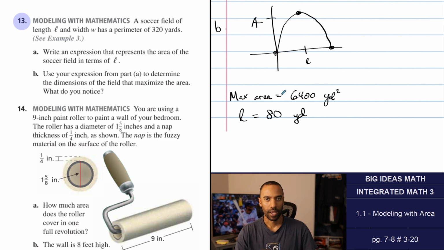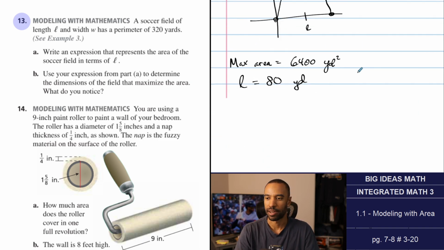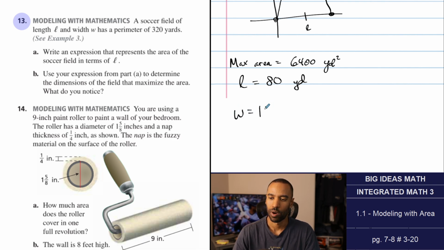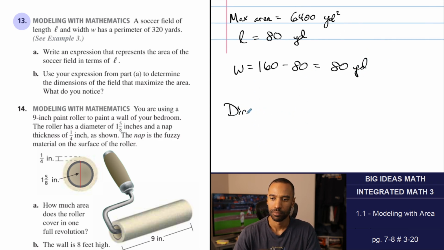Now, if you want to find the width, you can use 160 minus L. Width is 160 minus 80, which is 80 yards as well. So the dimensions are 80 by 80. Doesn't matter which one we're talking about, right? They're the same. And I think that's what they're saying as far as what do you notice? Length and width are the same.